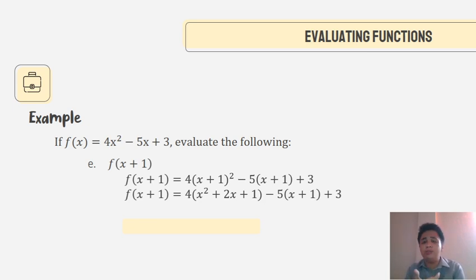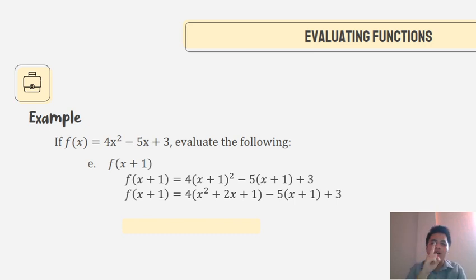Others can use FOIL method. Kung alam niyo yung FOIL, pwede kayo mag-FOIL. Tapos kung alam niyo yung shortcut, pwede yon. So, you can use any method you like para makuha yung expanded form. And then next step, kung napapansin mo, mayroong parenthesis pa din. So, distribute mo lang yung number sa labas ng parenthesis, papasok sa loob. So, magiging 4 times x squared, 4 times 2x, 4 times 1.